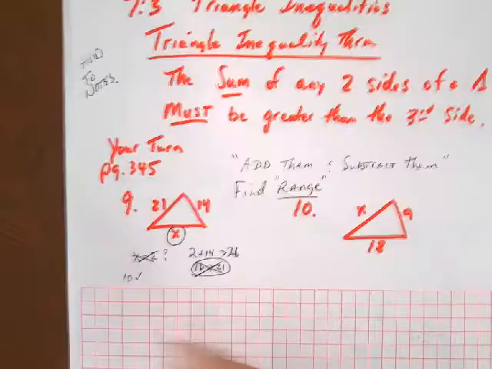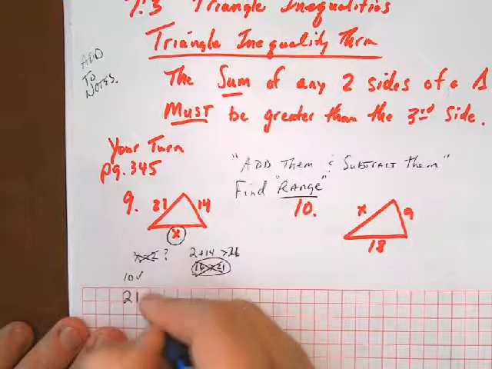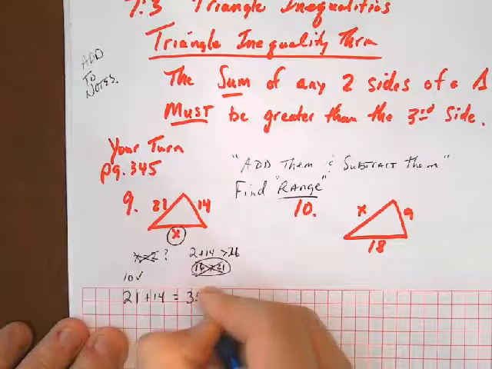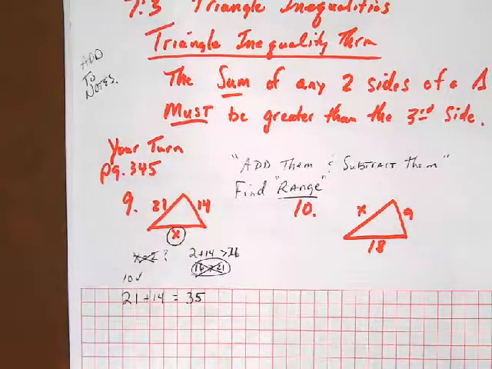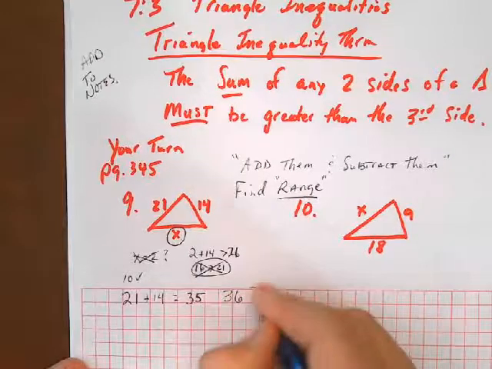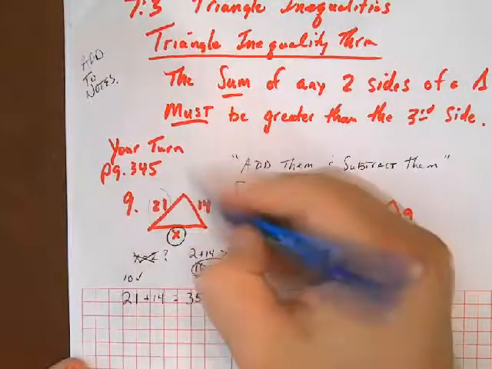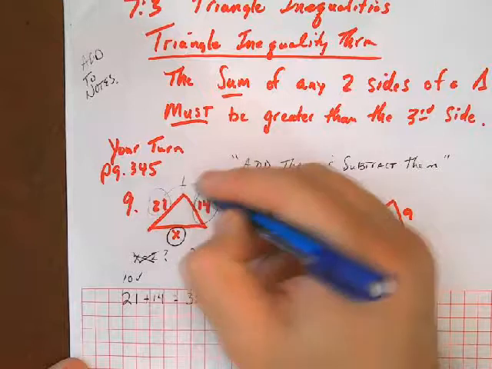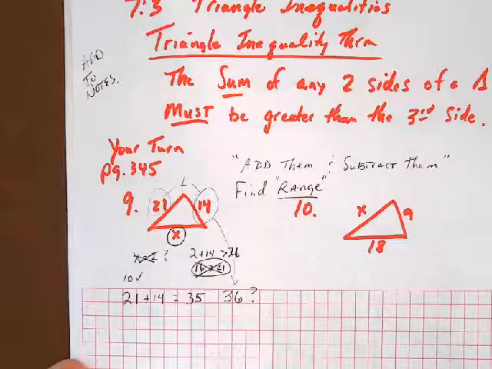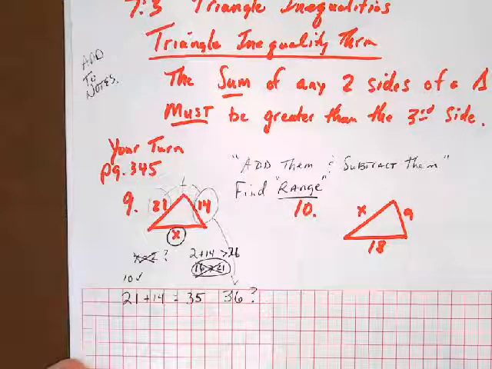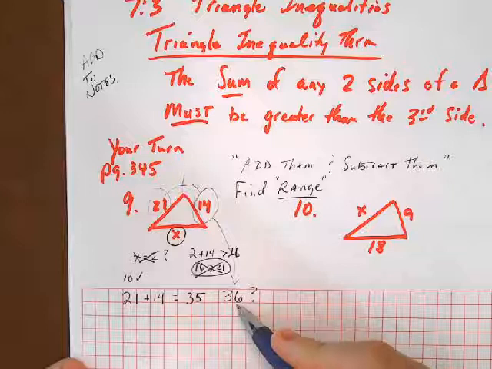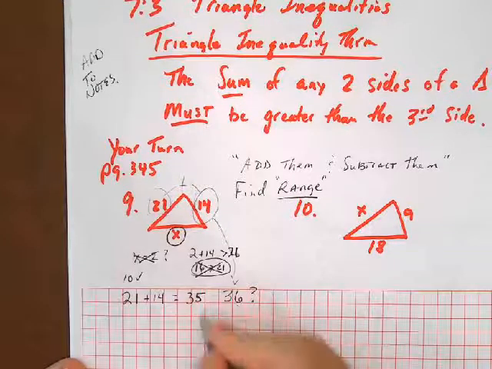You add them and you subtract them. So you go 21 plus 14, and that's equal to 35. So x has to be less than that. Because just bear with me here, what if I would say 36? Is 21 and 14 added together greater than 36? It can't be equal to, it has to be greater than the third side. No, it's 35. So x has to be less than 35.